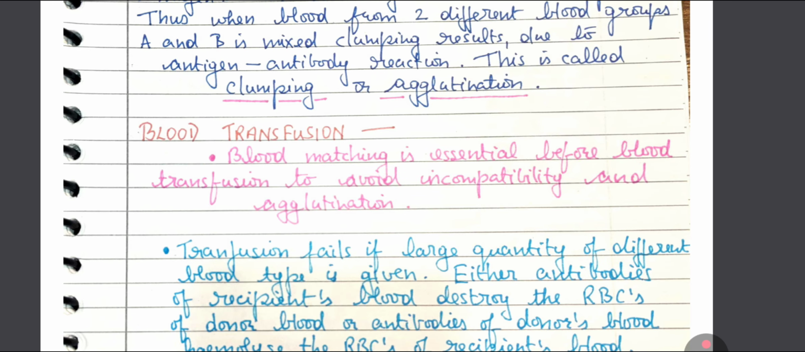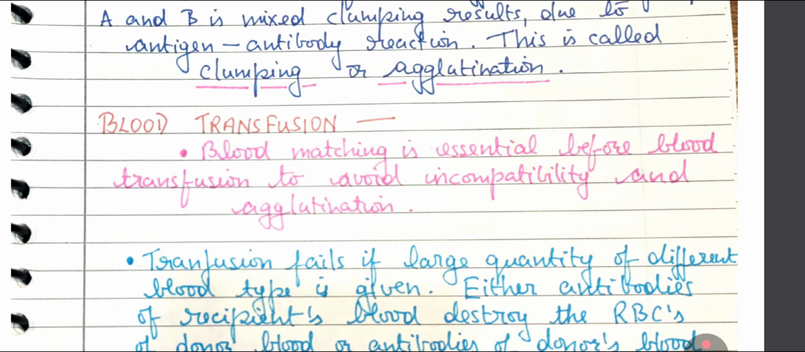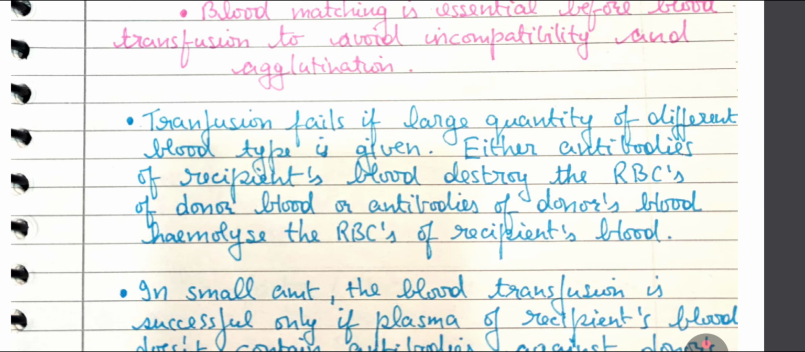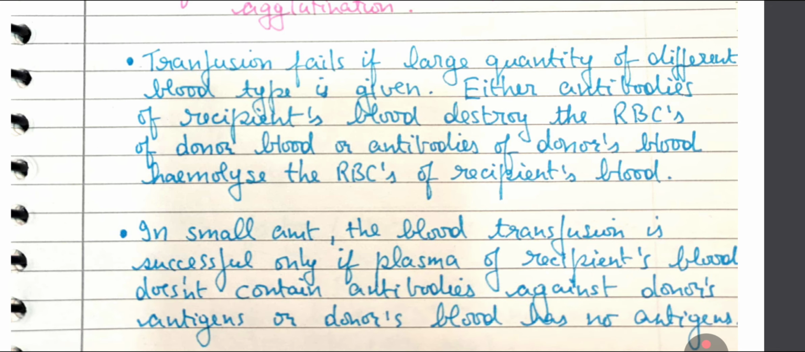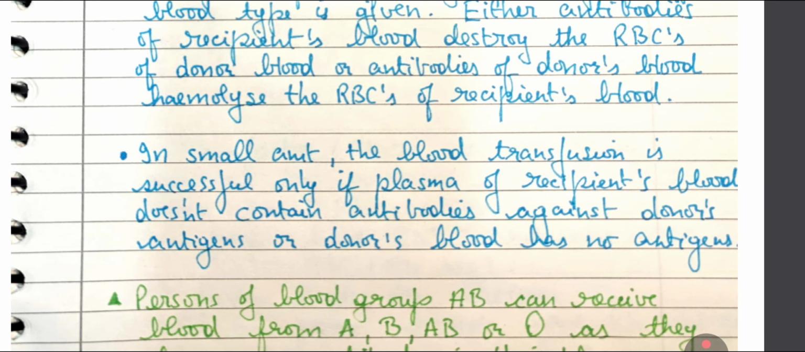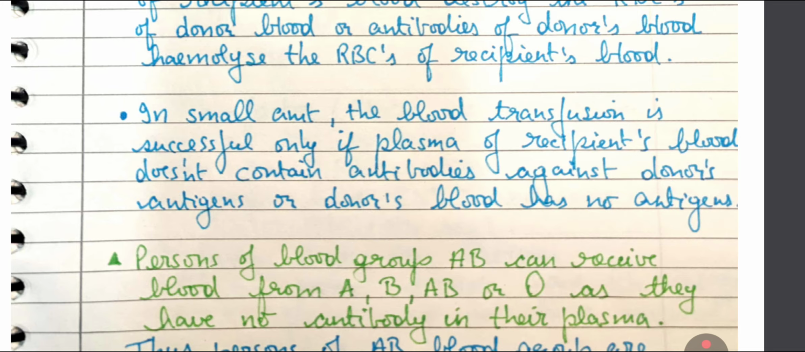So, during blood transfusion, like if you meet with an accident or you have some disease in which blood has to be given or transfused, then blood matching is essential before blood transfusion to avoid incompatibility and agglutination. Transfusion sometimes fails if large quantity of different blood type is given. Okay, this is very important. Just focus on this point. Either antibodies of recipient's blood destroy the RBC of donor blood, or antibodies of donor's blood hemolyze the RBCs of recipient's blood. Recipient is the person who is taking the blood.